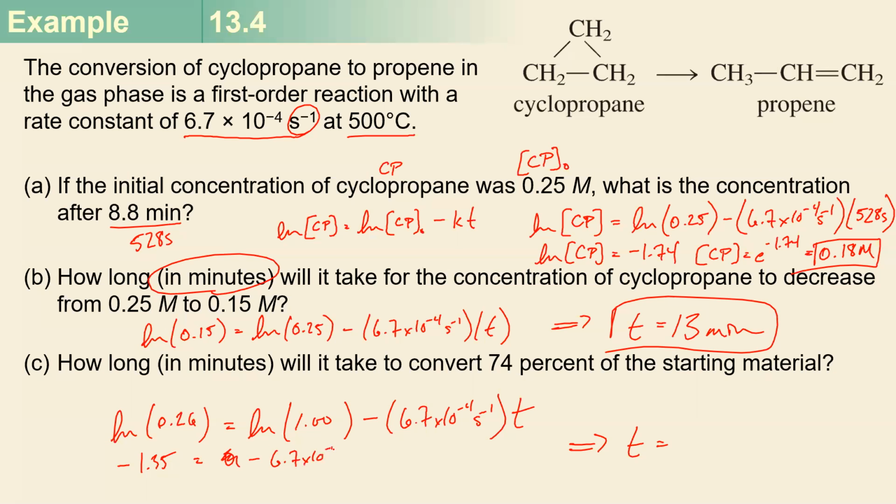6.7 times 10 to the -4 per second times t, divided by 6.7 times 10 to the -4. You divide by the same thing. And you get t, and hopefully your time is something like 2,000 seconds. And that 2,000 seconds becomes 33 minutes.